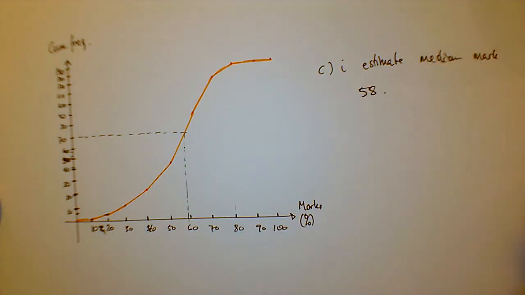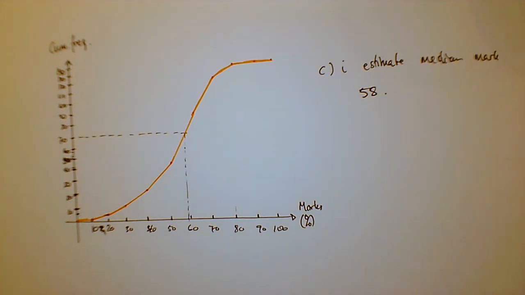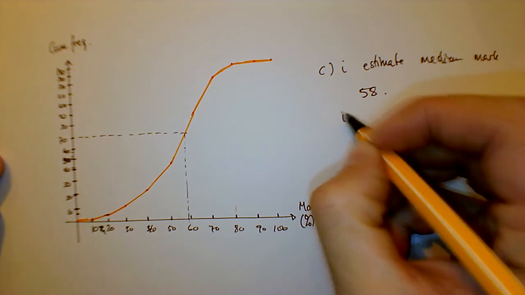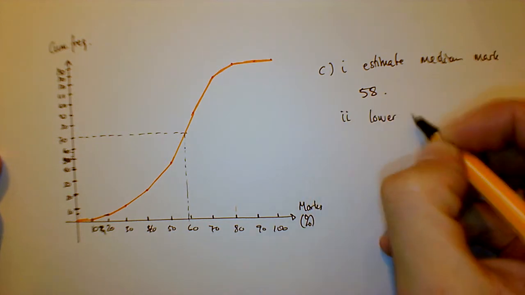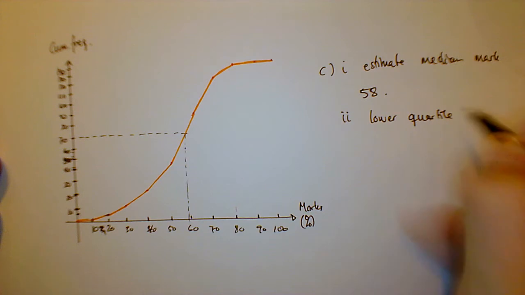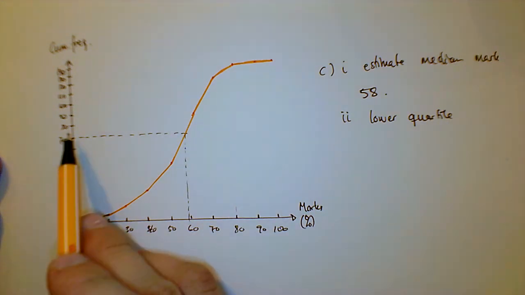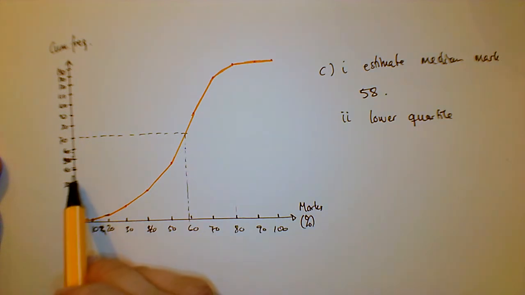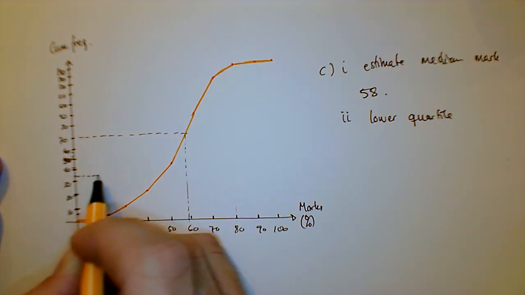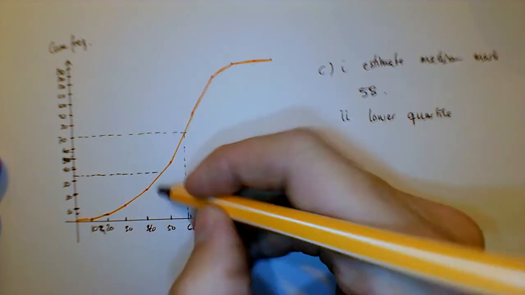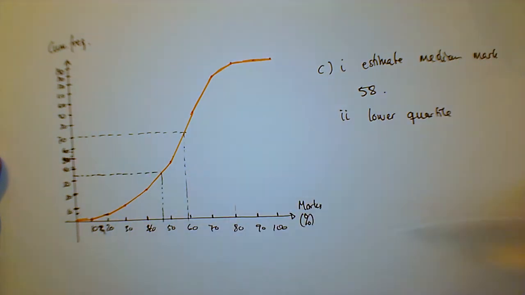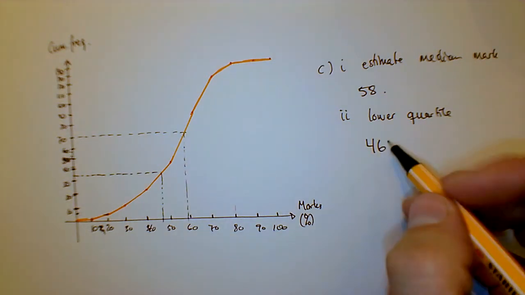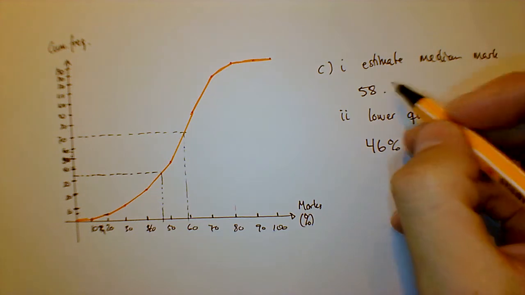Then we are asked to find the lower quartile. If 70 was the median, then half of that again should give us the lower quartile, so that's 35. Then we just move over from there, and then we move down, and we get approximately, say, 46. So about 46% should give us the lower quartile, or lower 25%. And the 58% should give us the median mark.